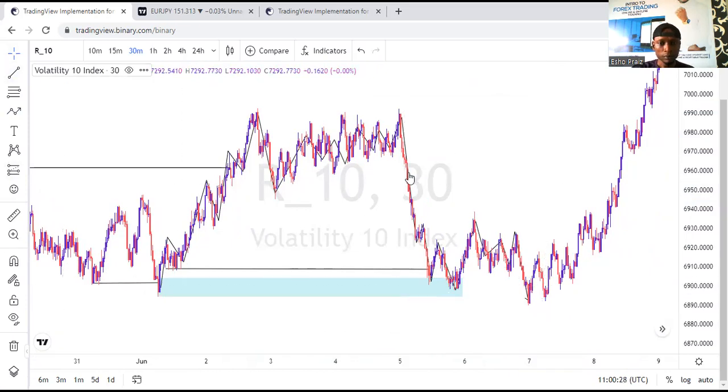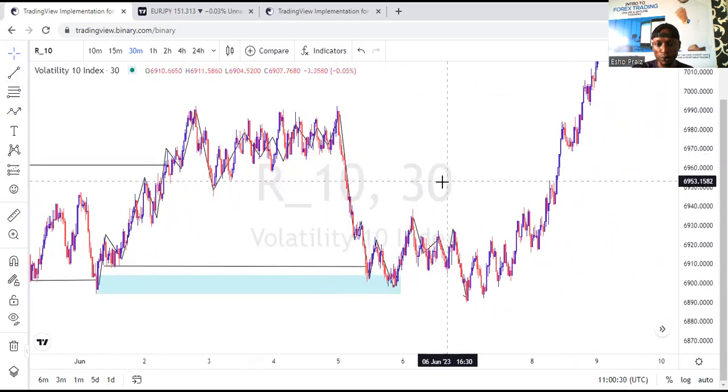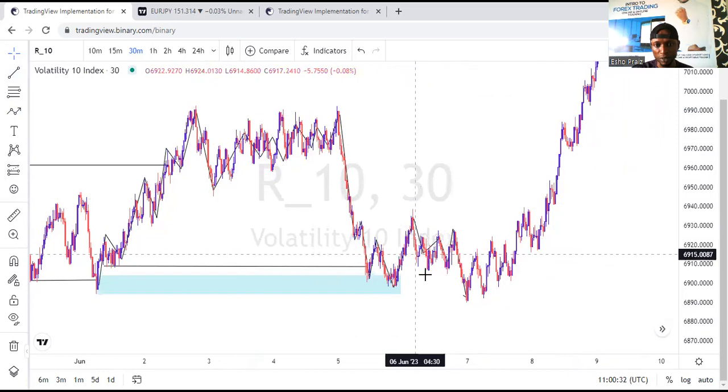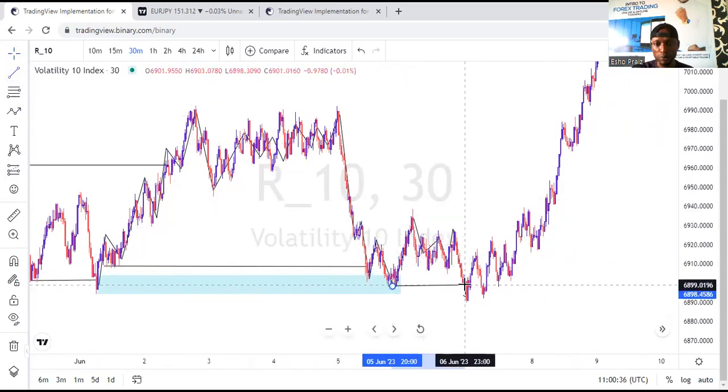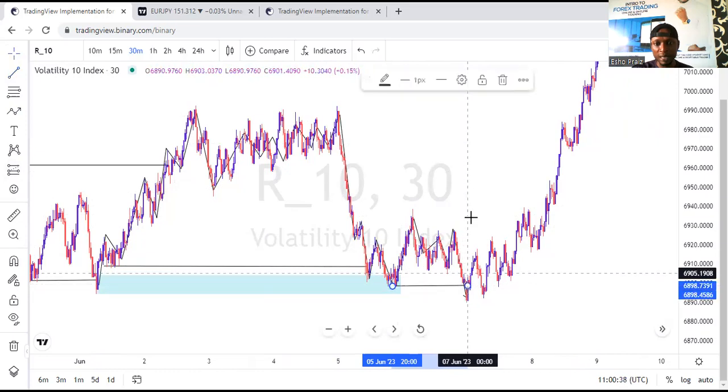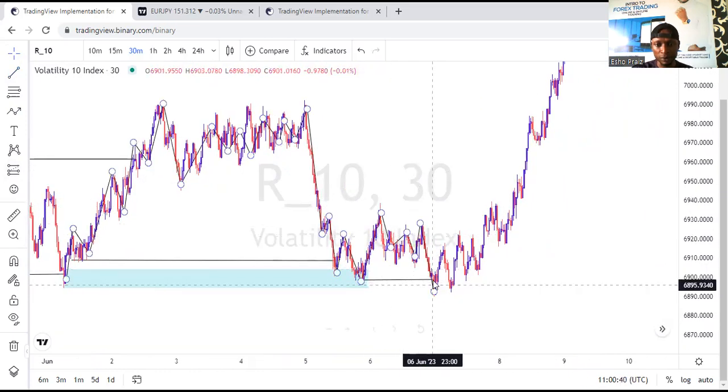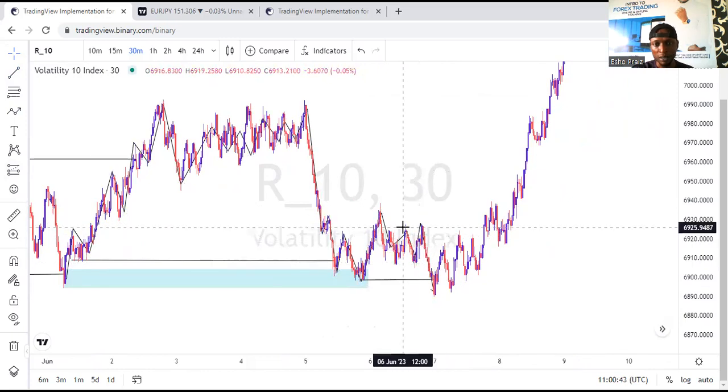So now let's focus on this particular price action here. Now look at it. The market has given us what? This is another zone here, this other block here. Let me remove this.